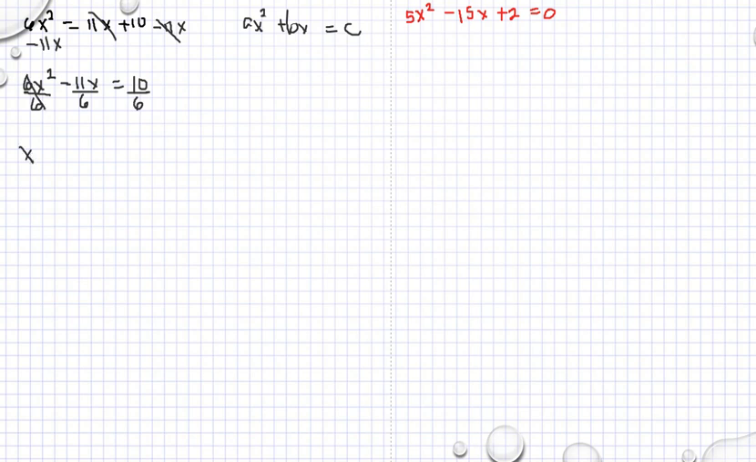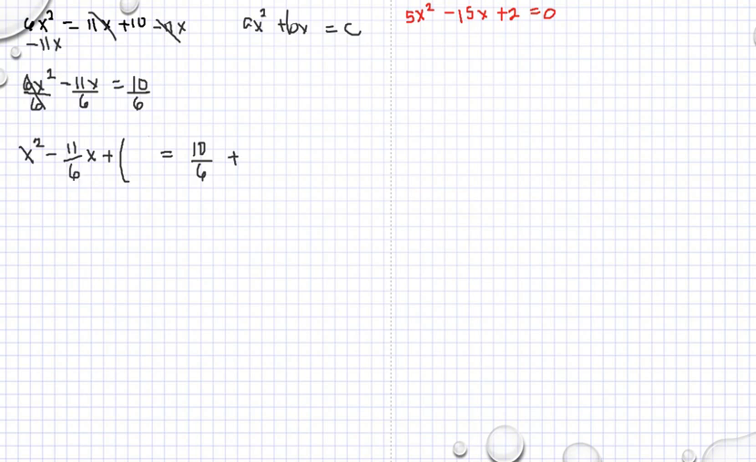Then we have x squared minus 11/6 x is equal to 10/6. And then we need to add the square of the half. Why I wrote 2 there? Sorry for that. This should be 6.